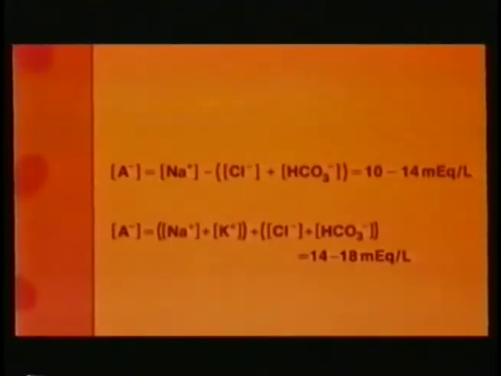33. By definition, the unspecified anion concentration is the difference between the concentration of sodium and that of chloride plus bicarbonate, normally 140 minus 128, or between 10 and 14 milliequivalents per liter. If serum potassium concentration has been measured, the anion concentration may be calculated more precisely. It is the difference between sodium plus potassium and chloride plus bicarbonate, or a range of perhaps 14 to 18 milliequivalents per liter.